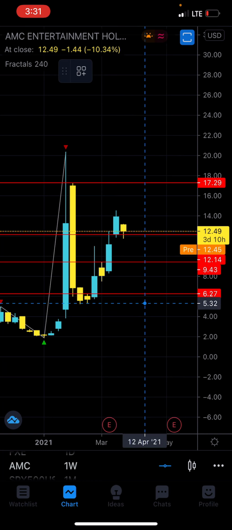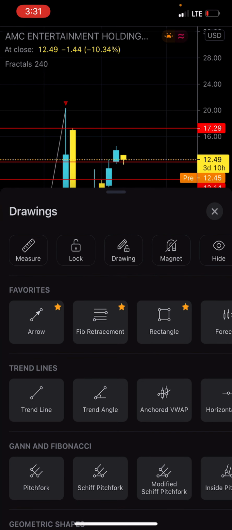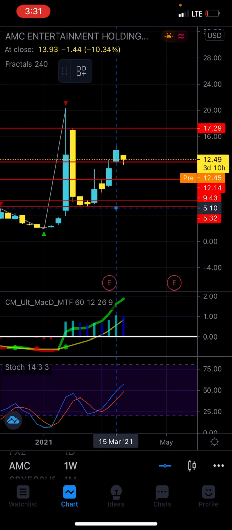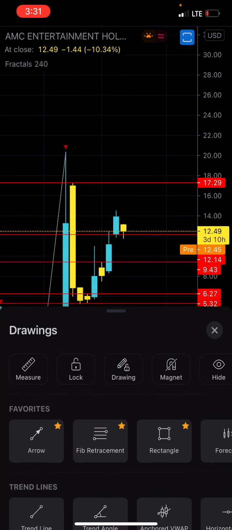So yeah, right now I'm just starting to set up these resistance and support lines, which I'm basically using the wicks for. The more wicks I see in a specific spot, the more chances of me actually placing a support or resistance line there. So I'll show you guys right now.